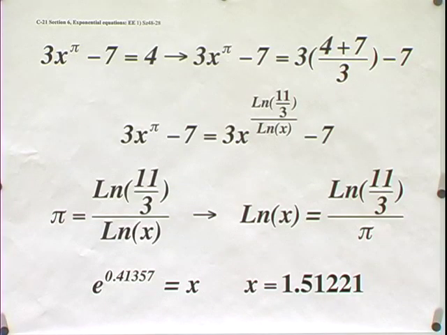In this problem, we have 3x, x raised to the pi exponent, pi power. Pi is 3.14159, so it's not a whole number, so we're going to have to use logarithms. Minus 7 equals 4. 3x to the pi minus 7 equals 4.